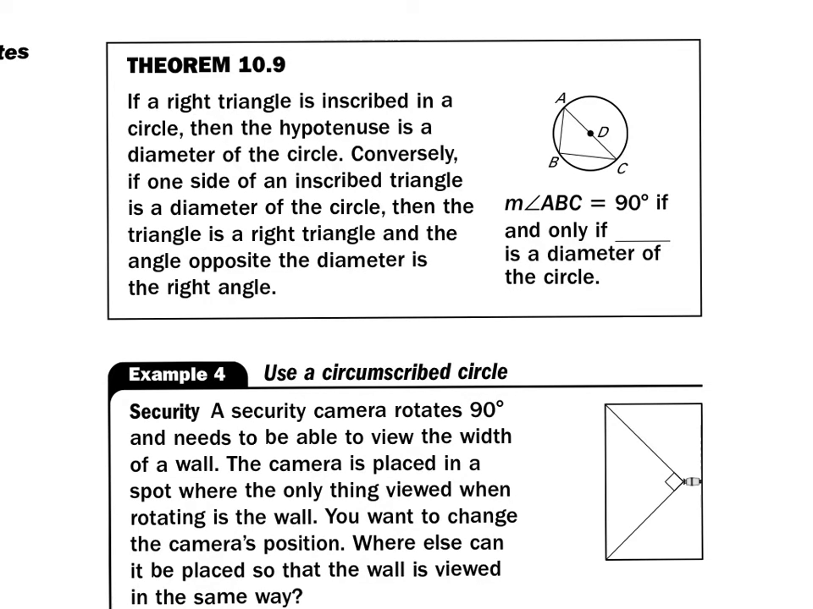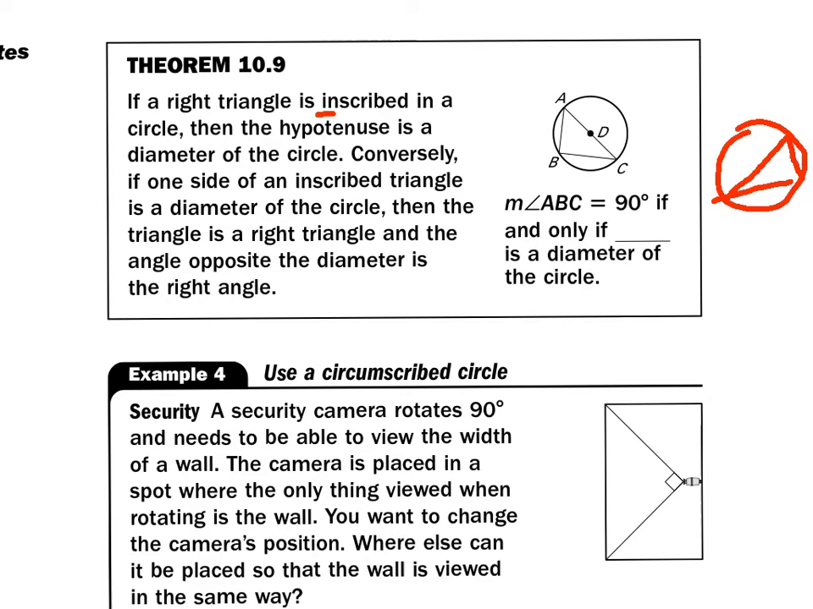Okay, theorem 10.9. If a right triangle is inscribed, remember inscribed means that the shape was inside the circle, then the hypotenuse is the diameter of the circle. You might want to try this. There's no way to draw a right triangle unless it goes through the middle of the circle. Conversely, if one side of an inscribed triangle is a diameter, then the triangle's right, and the angle opposite the diameter is a right angle.